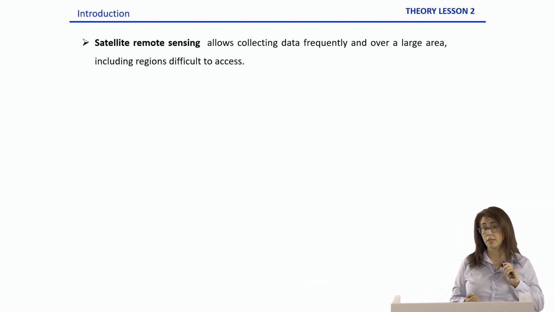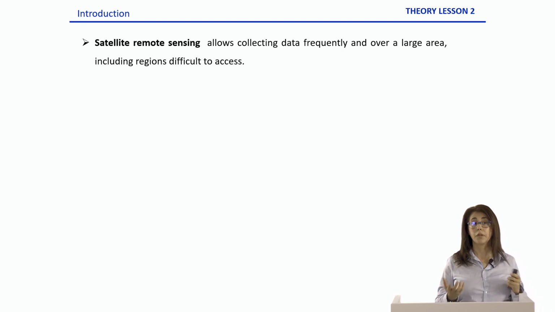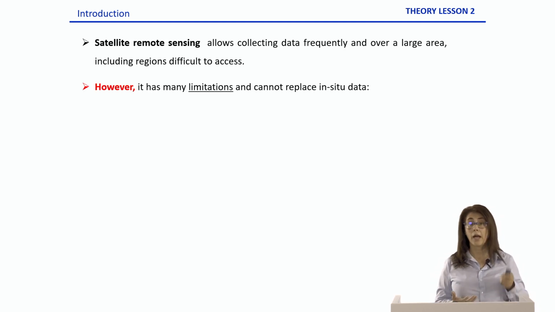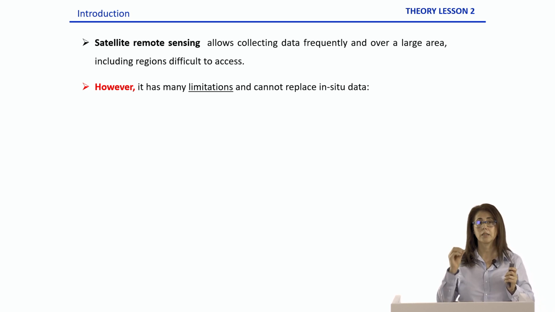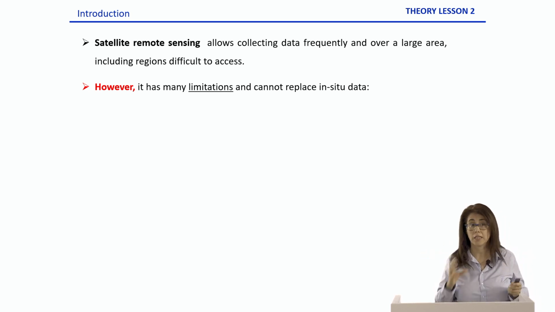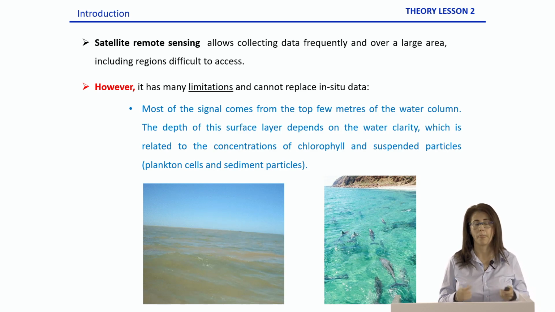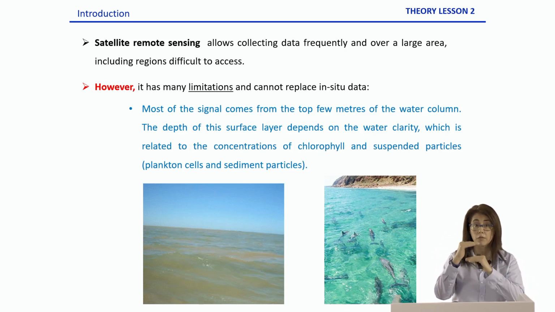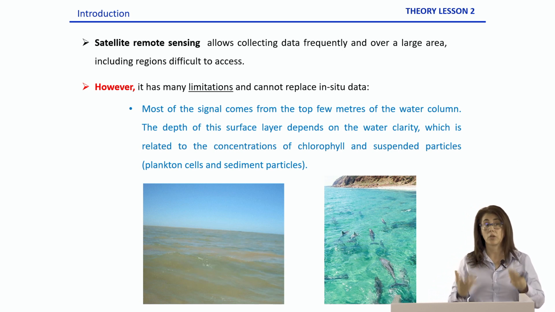Satellite remote sensing allows collecting data frequently and over a large area, including regions that are difficult to access. So this is an advantage with respect to in situ methods. However, satellite remote sensing has many limitations and will never be able to replace in situ data. The first limitation is that most of the signal comes from the first top few meters of the water column, and the depth of this layer depends on the water clarity.